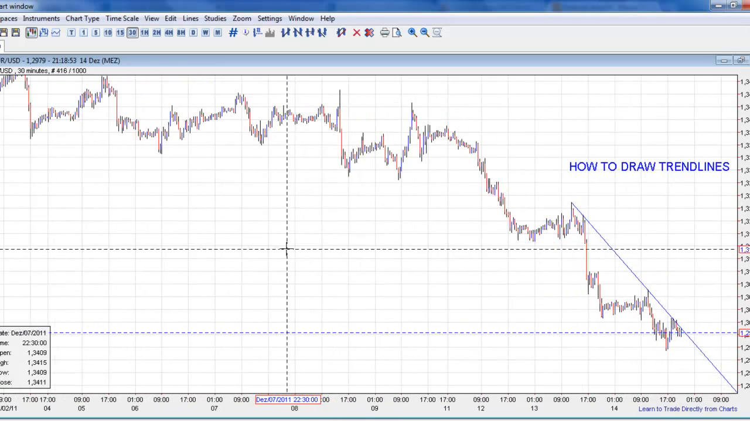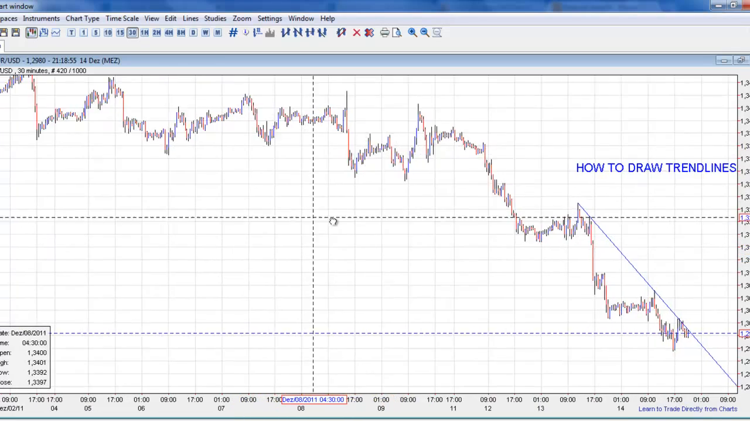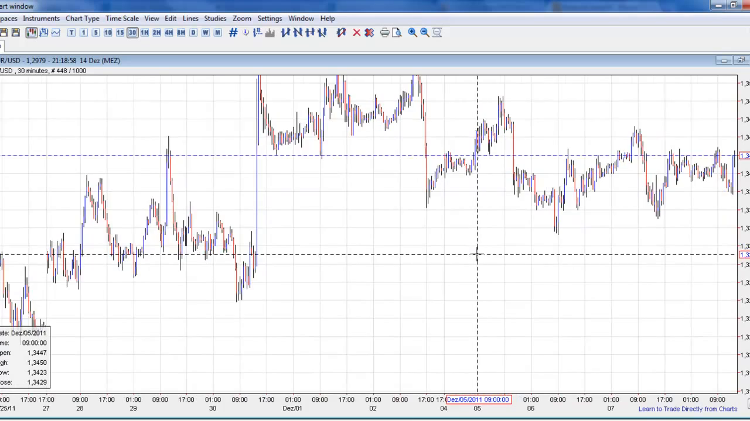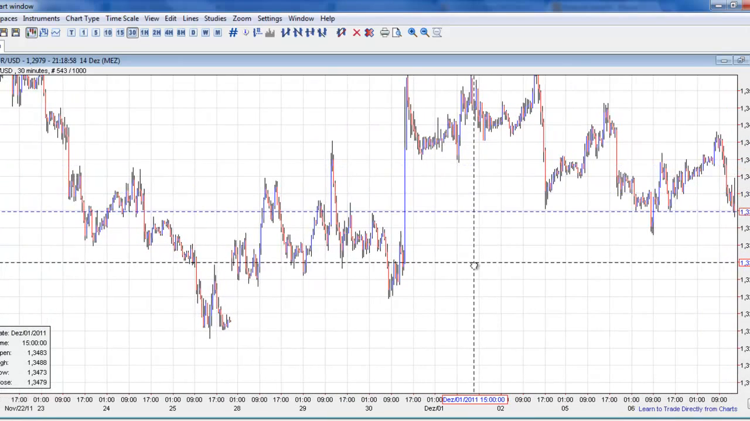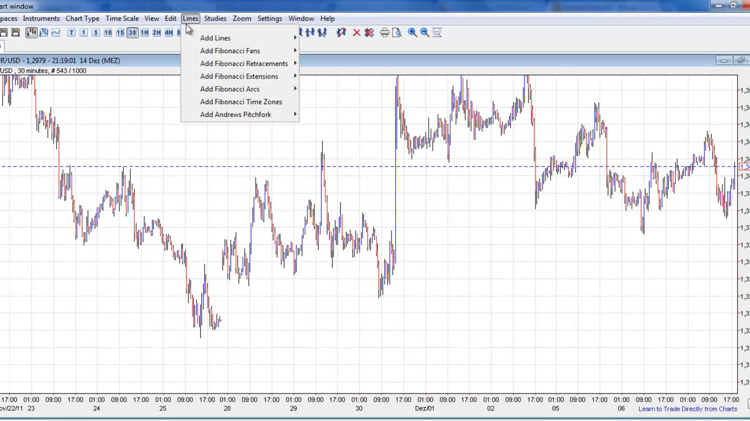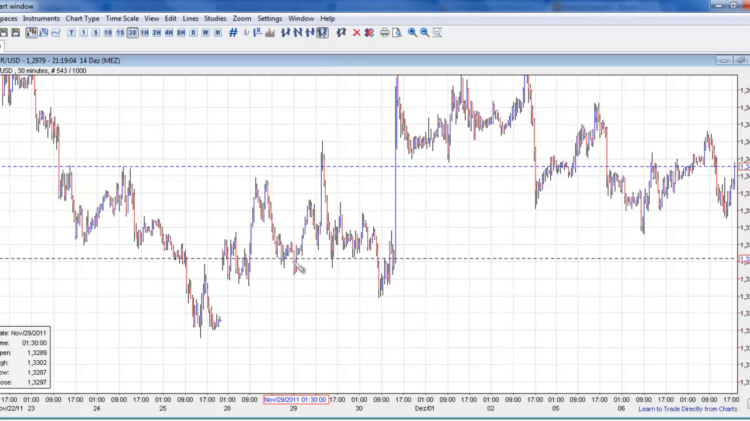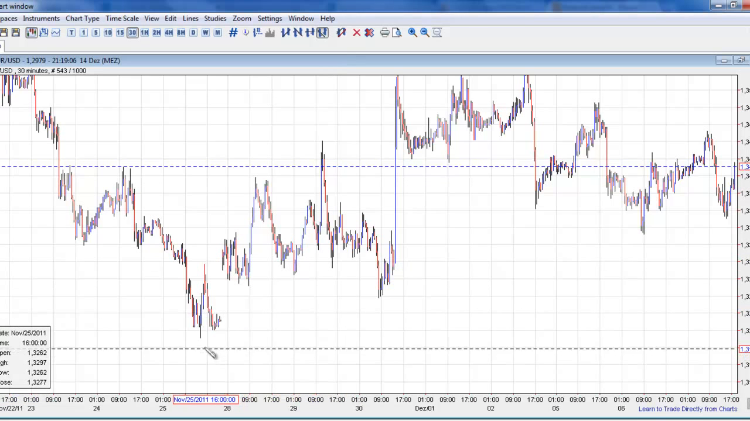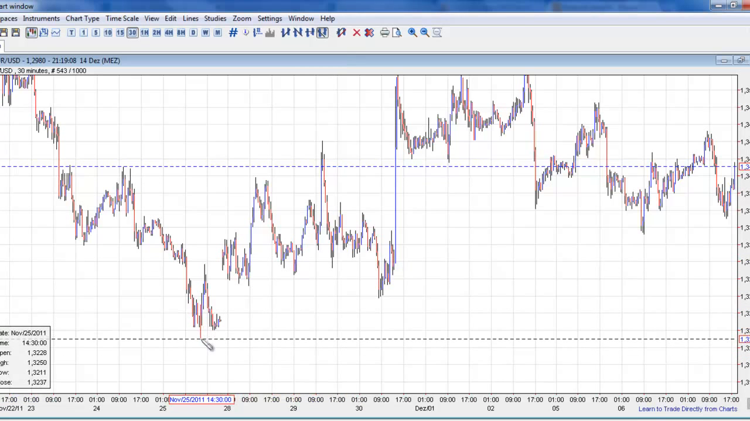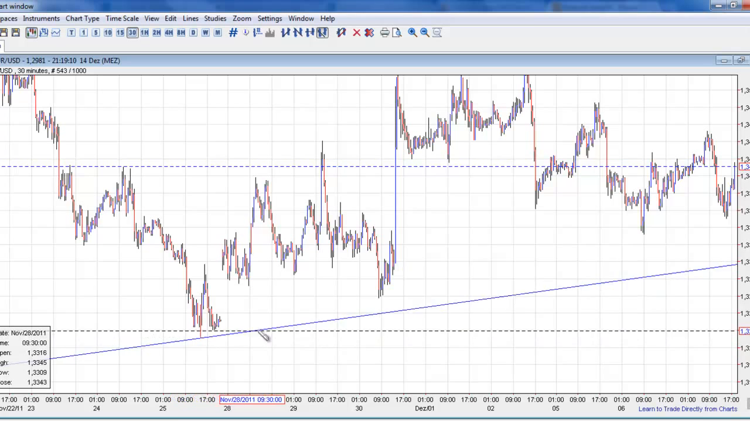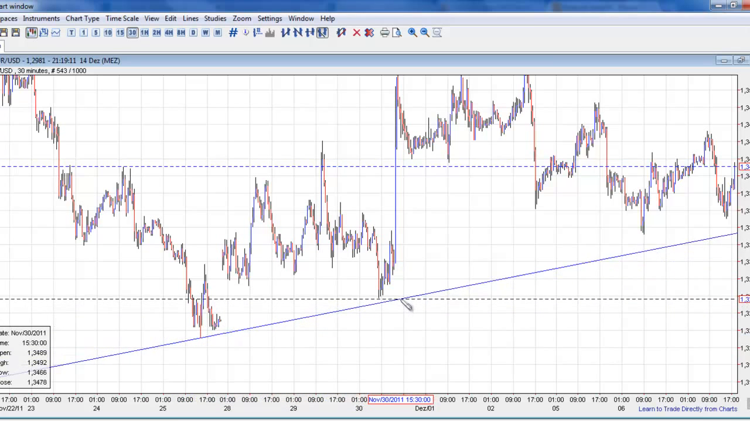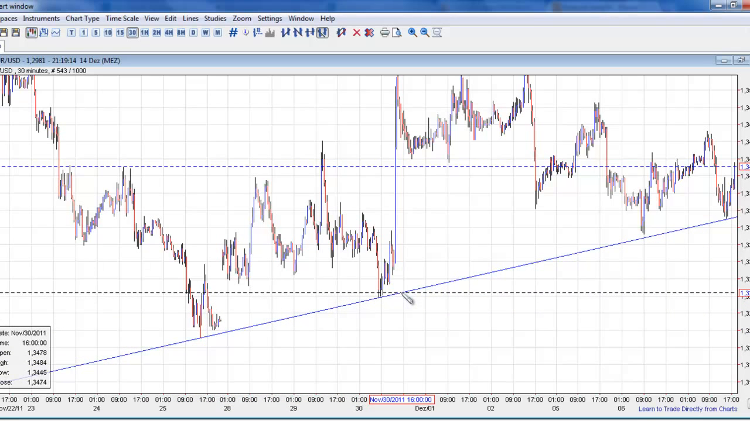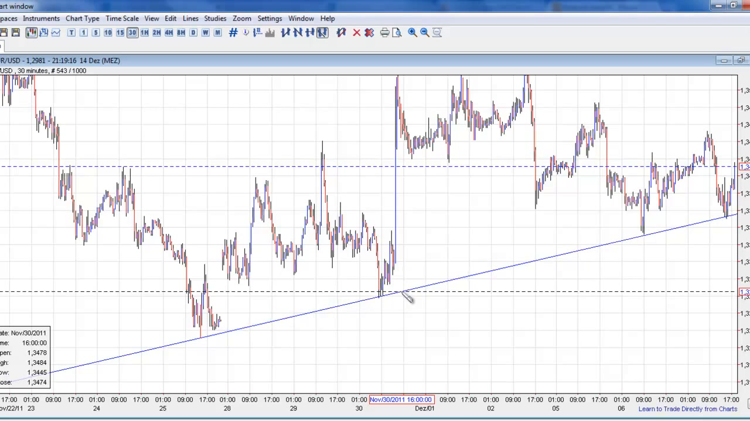an up trend line. Obviously, overall the market's been to the downside. So we're going to just scroll back here in time. Again, go to lines, add lines, freehand. Then I'm going to identify a low in the price. You can see here. Then I'm looking for a higher low, which is pretty clear here. Higher low in the price.